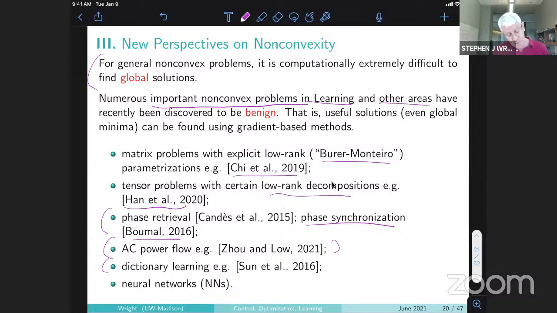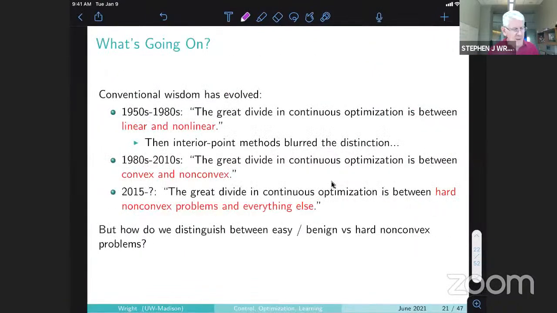The dictionary learning problem, a problem from machine learning, is non-convex, but again, pretty easy to solve. And probably most surprisingly of all, and I'm going to say a lot more about this now, neural networks fall into this category. Over-parametrized neural networks, the training problem that you have to solve to make the weights in the network be such that the input matches the desired output, are extremely nasty, non-convex, non-smooth problems. And yet, if you run gradient methods long enough, they'll find a solution. And I'll say more about that. They'll find a global solution.